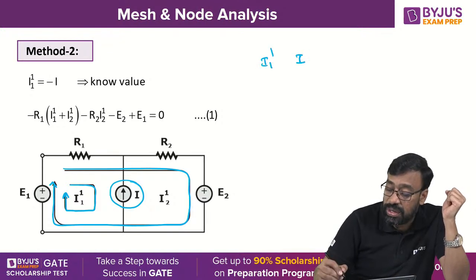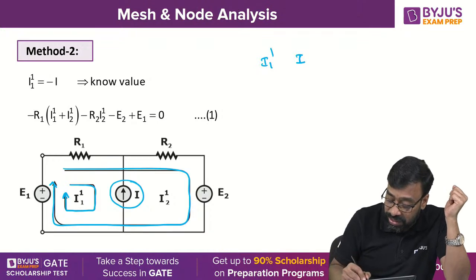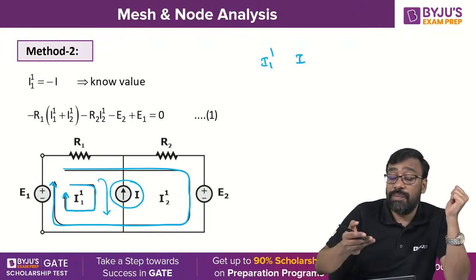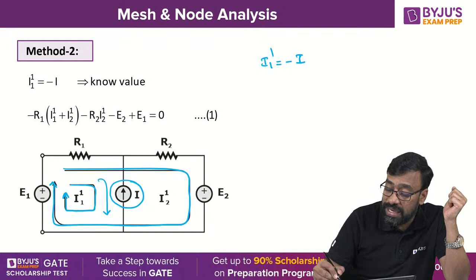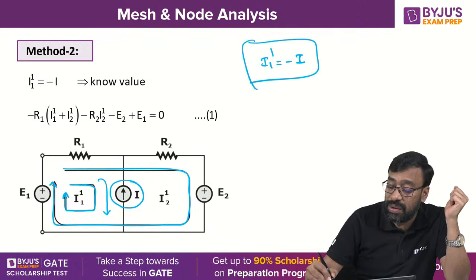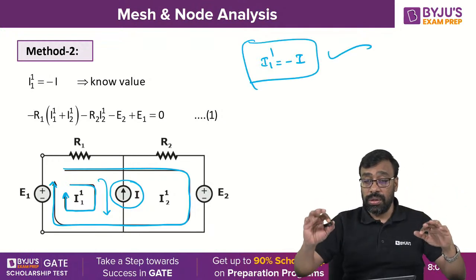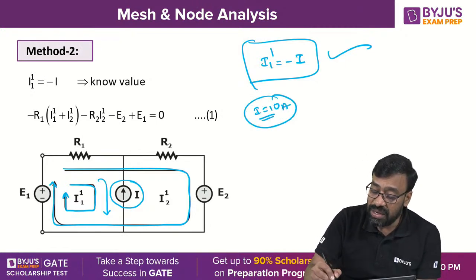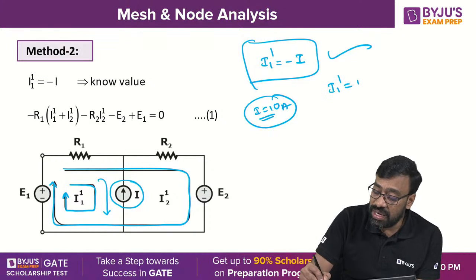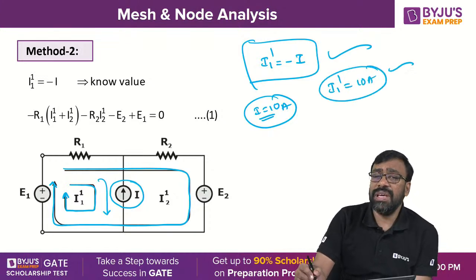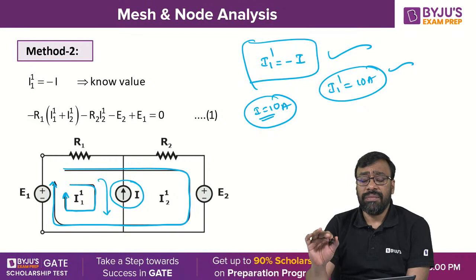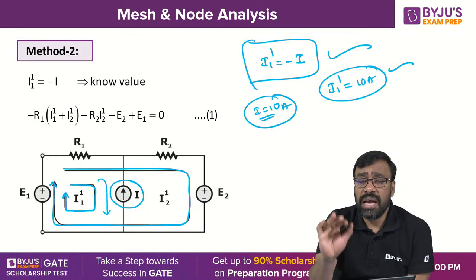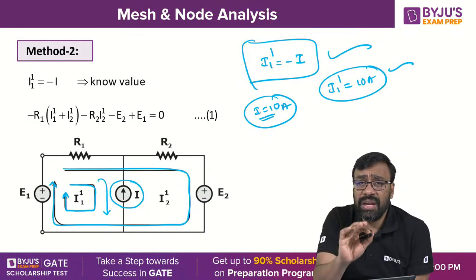I1 dash. Okay, but I1 dash is flowing in the downward direction. I is flowing in the upward direction. That is why I put a minus sign. So I know this value. I1 dash value is known. Suppose I is equal to 10 amperes, then what is that I1 dash? 10 amperes. Without solving the loop equations, I got the answer for one of the variables.